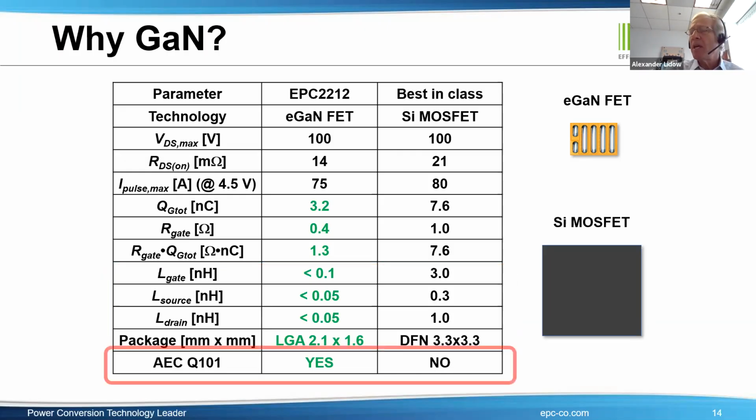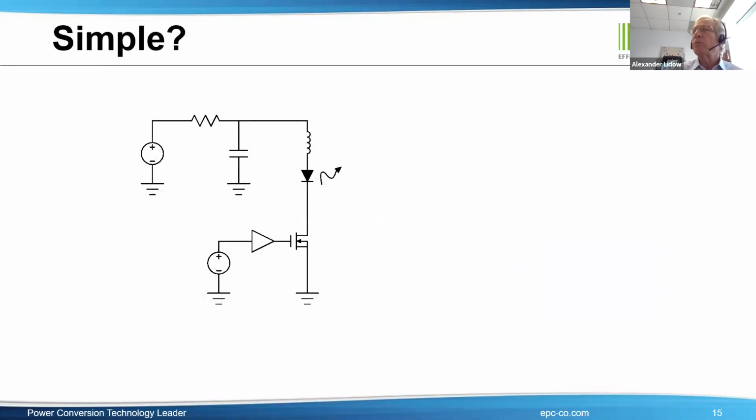Added benefit, of course, is that you can get these things in automotive certified AEC Q101, but the best-in-class MOSFETs are not available in that at this point. So let's see why that inductance is so important.